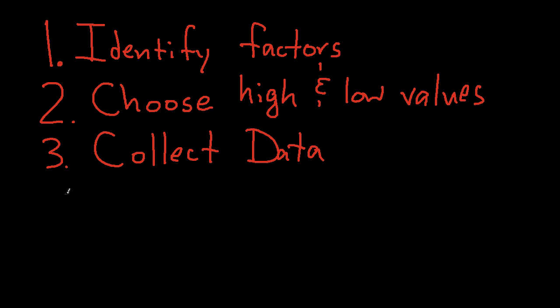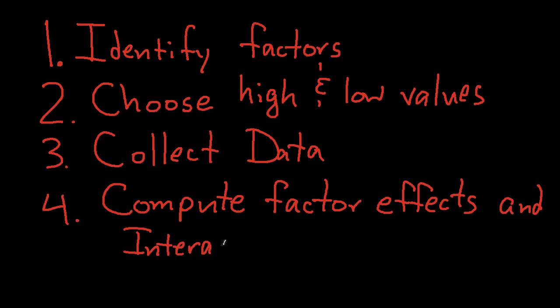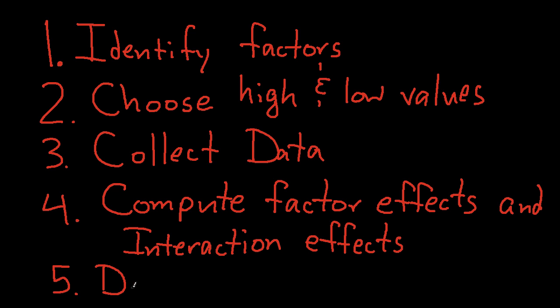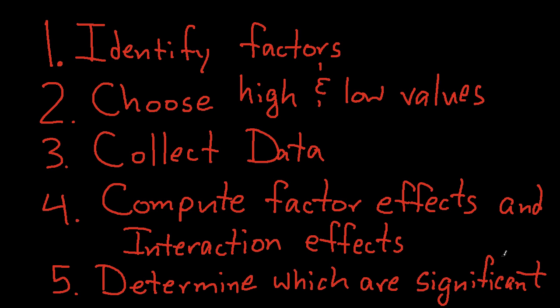In this video, we'll assume that steps 1, 2, and 3 have already been done, and we need to now analyze the data. The next step would be to compute the main factor effects and interaction effects. The next step would be to determine which effects are significant. The next two steps, which we actually won't cover in this video, would be to create a regression model from the significant effects and then use the regression model to optimize factor settings.